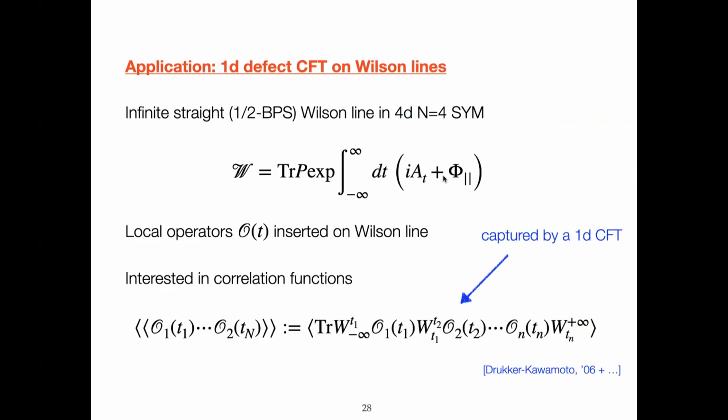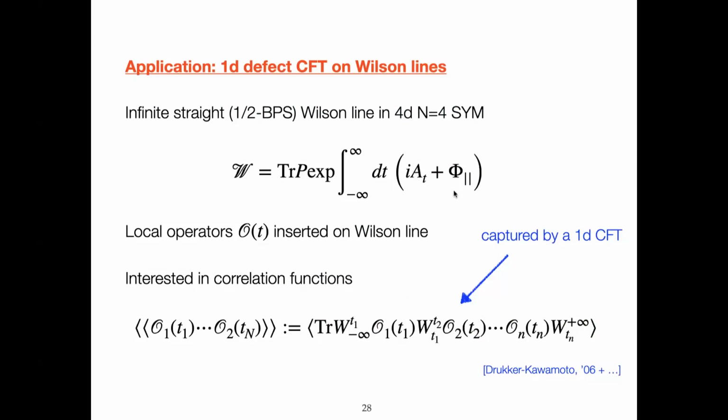Okay, so let me continue. I'm going to apply this logic in the case of an infinite straight half BPS Wilson line in 4D N=4 super Yang-Mills theory. So it's like a standard Wilson line in gauge theory. You have the gauge field here oriented in the time direction.